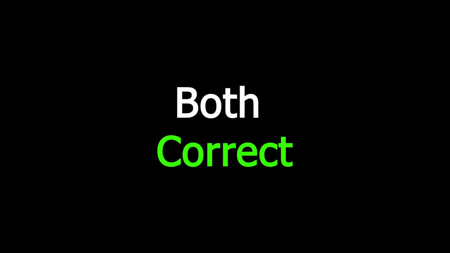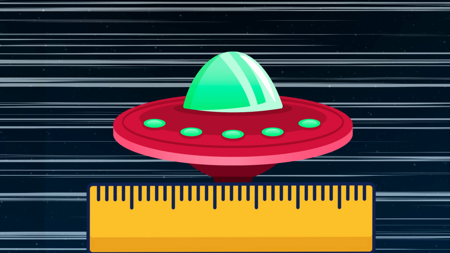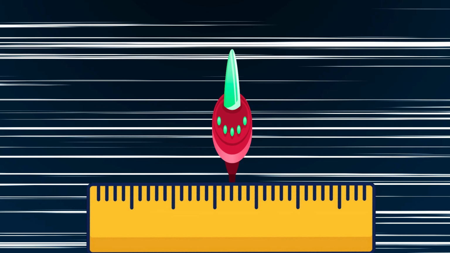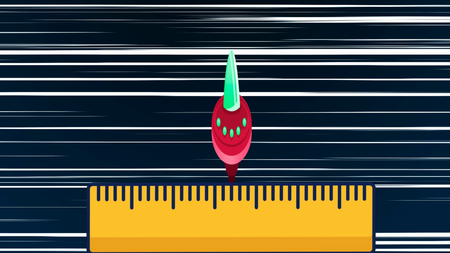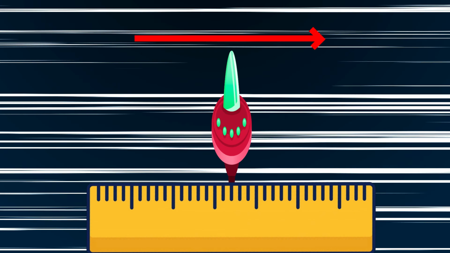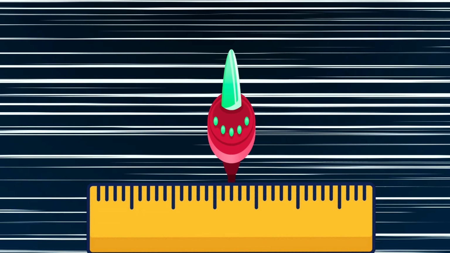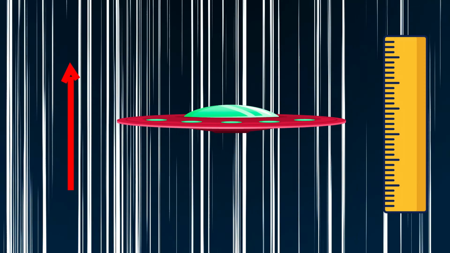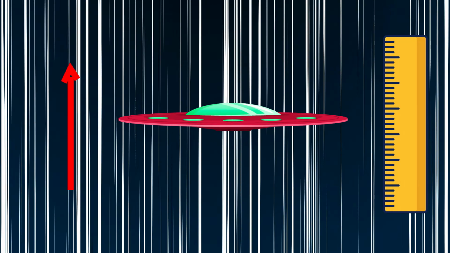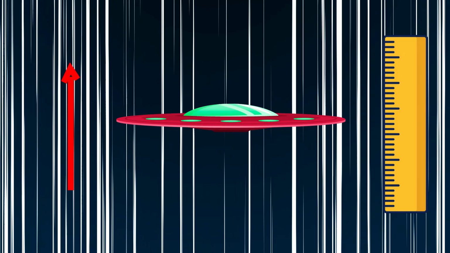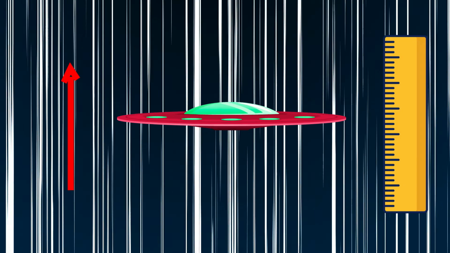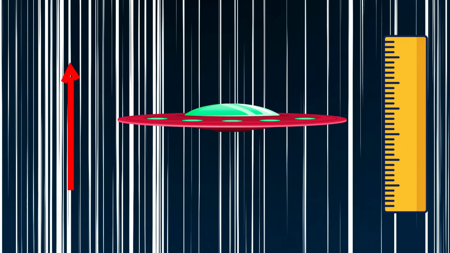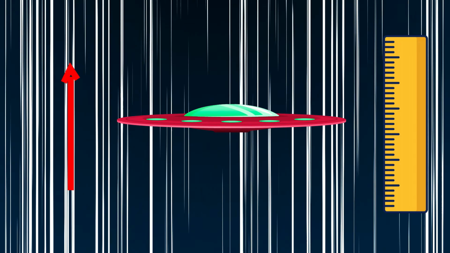They are both correct. The length of an object depends on its speed when you measure it. Moving objects are shortened, but only in the direction they are moving. If the object is moving left or right, its height remains unchanged. Similarly, if the object is moving up or down, its width stays the same. The main takeaway is that there is no such thing as an absolute length. Everyone can measure the same object differently depending on their frame of reference.